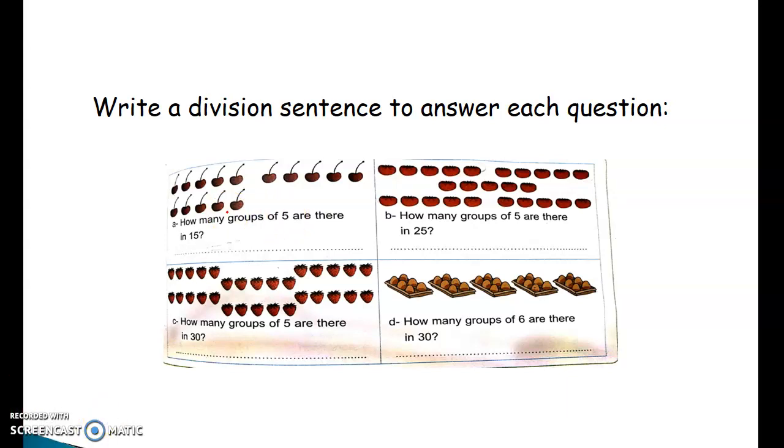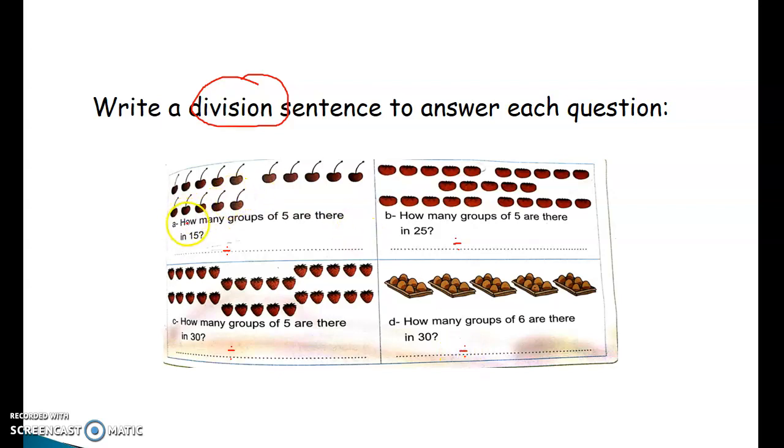We said yesterday that if we are splitting or separating objects, we will talk about what? Division. So if we are splitting objects, for example here fruits, we will talk about division. Okay? So we are dividing now the fruits into groups.